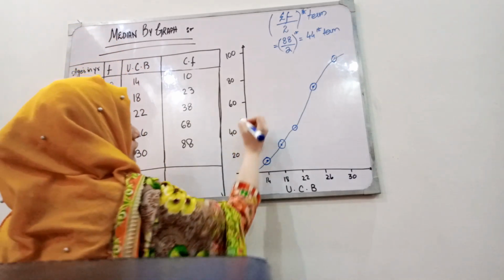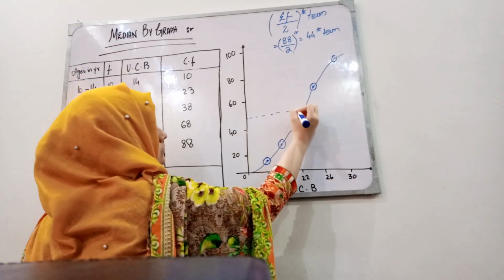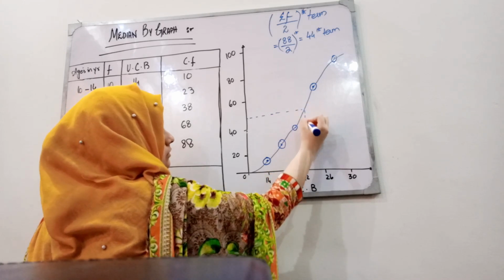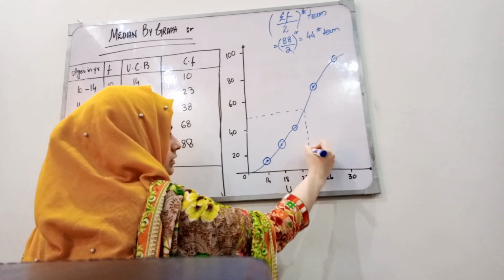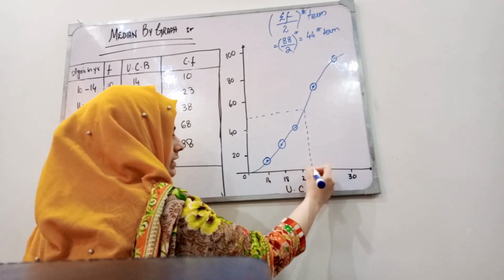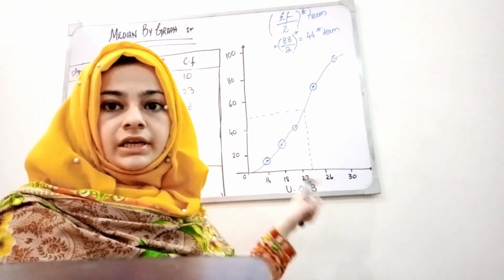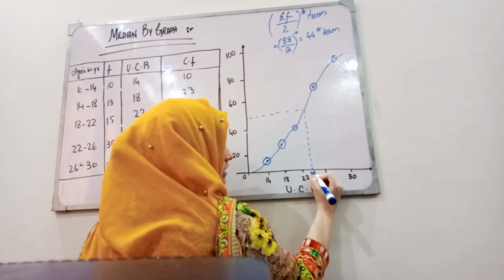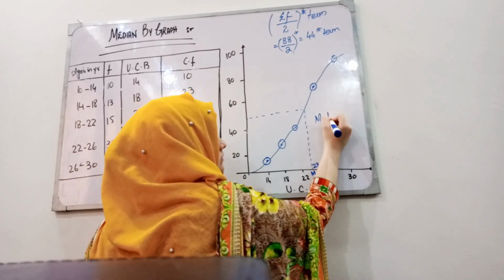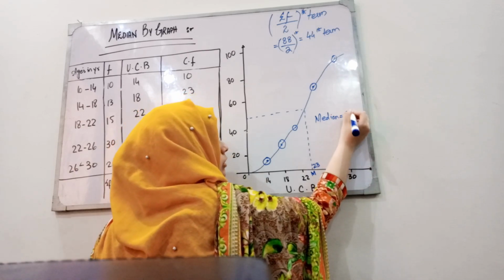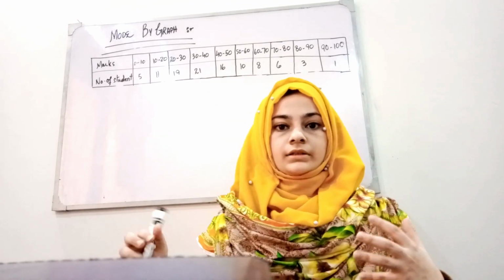So where is 44? Here is 44. Corresponding to that particular cumulative frequency, the value on the x-axis is our median, which is around 23. 23 is our median. Here our median lies, which is 23.